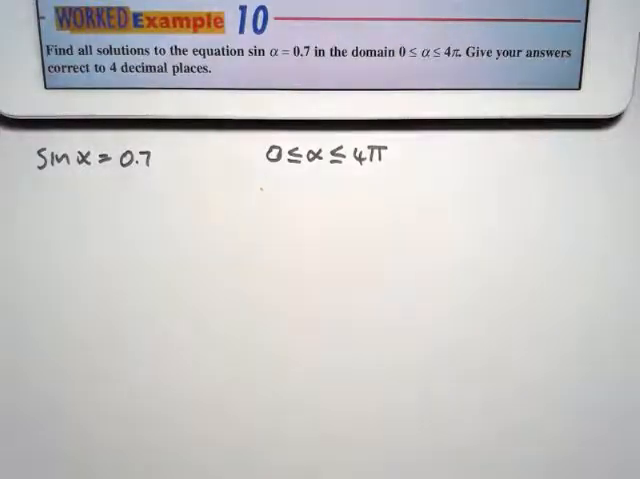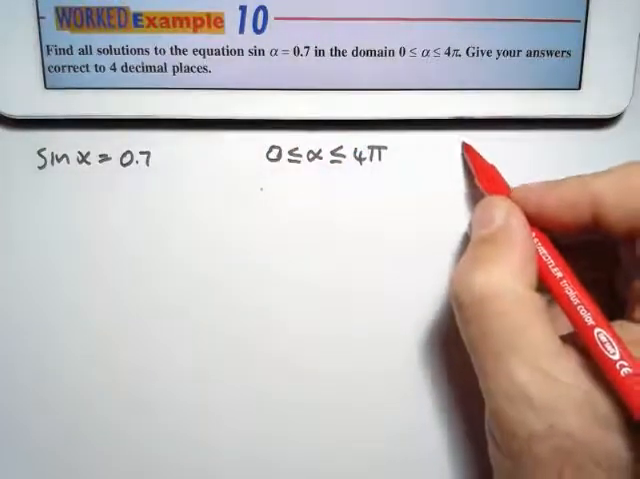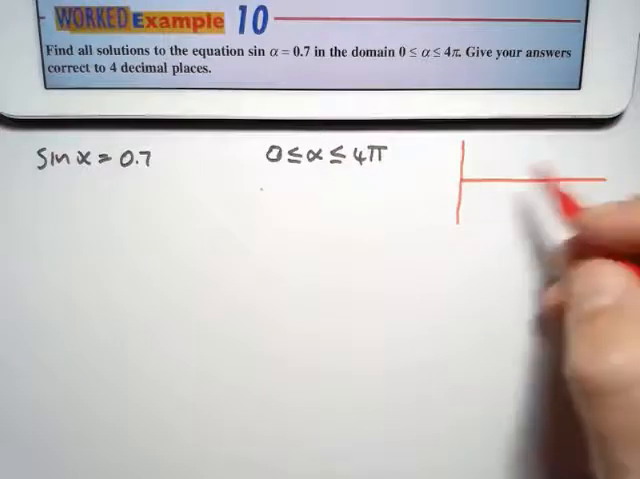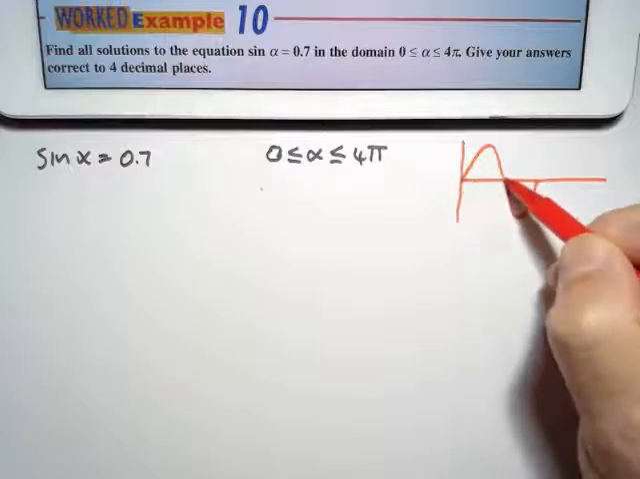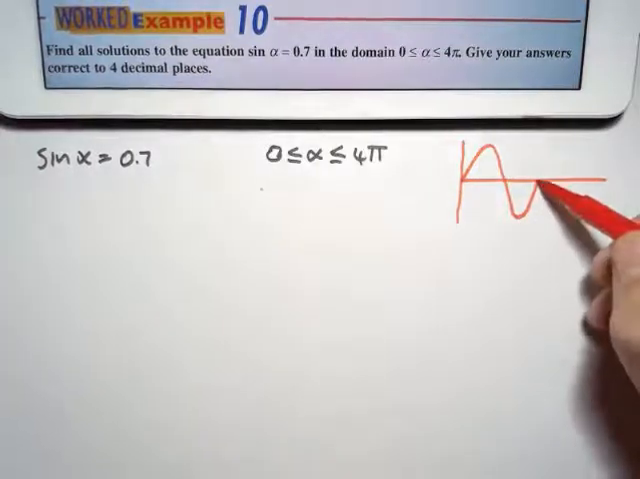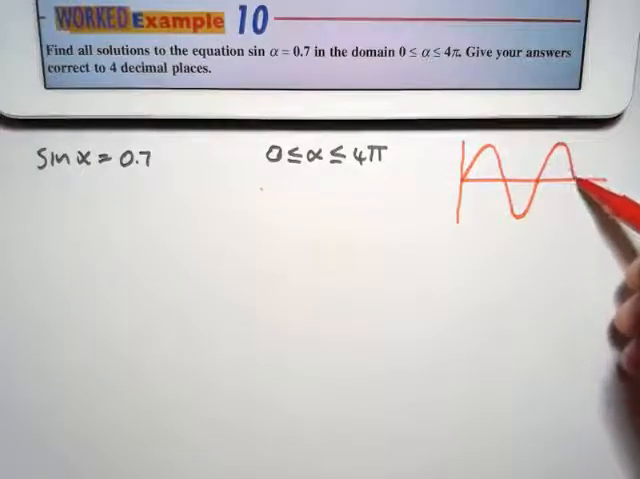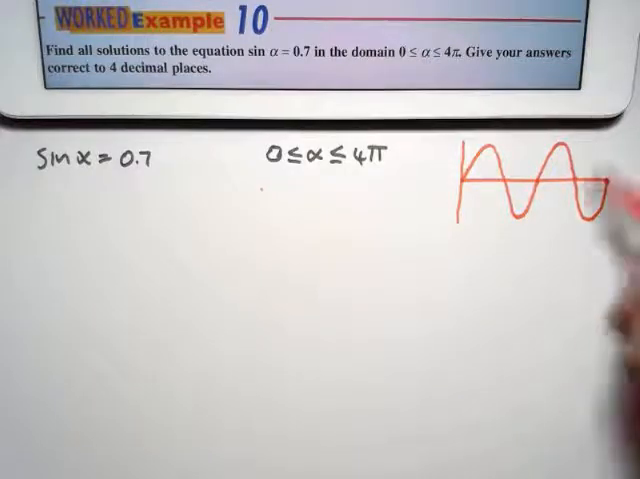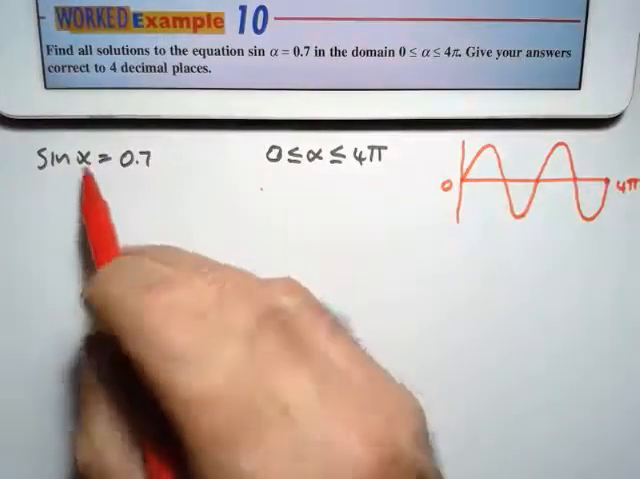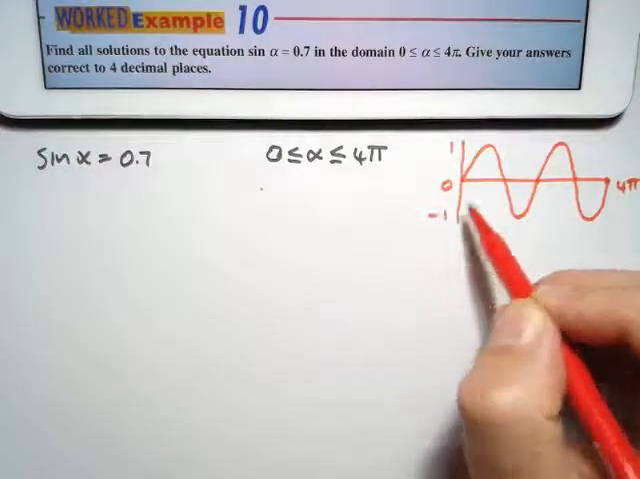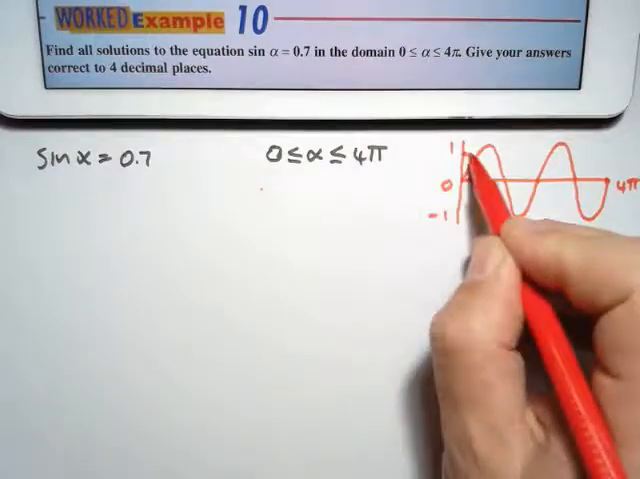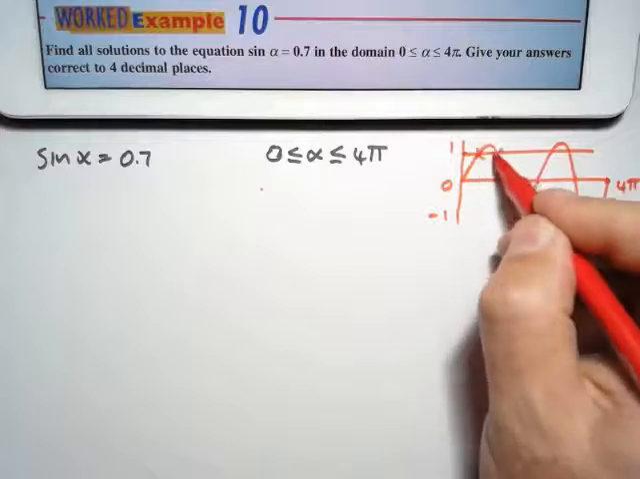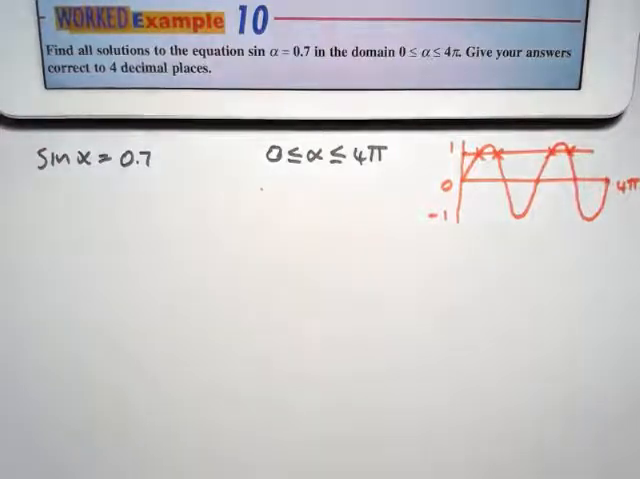If I can quickly draw you a sine graph and explain what happens, it's just easy to see. A sine graph looks like this, where it starts at 0, pi, 2 pi, and then it goes to 3 pi, 4 pi. So that's 4 pi. And where's sine alpha 0.7? Well, that's 1 and that's negative 1. So somewhere here is where I have 0.7, which means I've got 1, 2, 3, 4 answers.